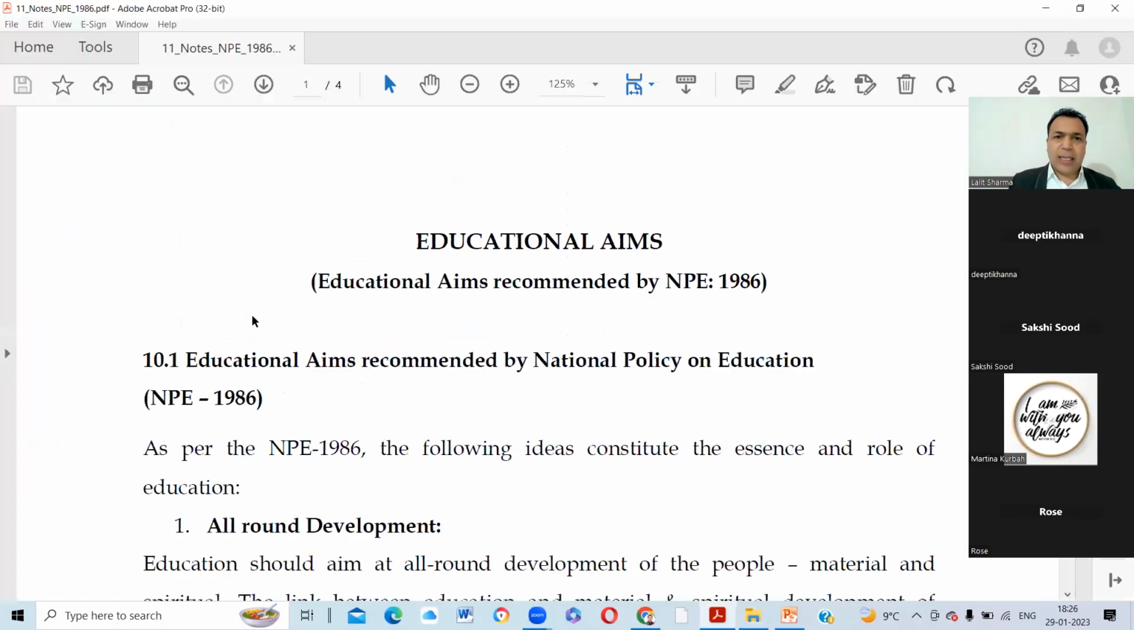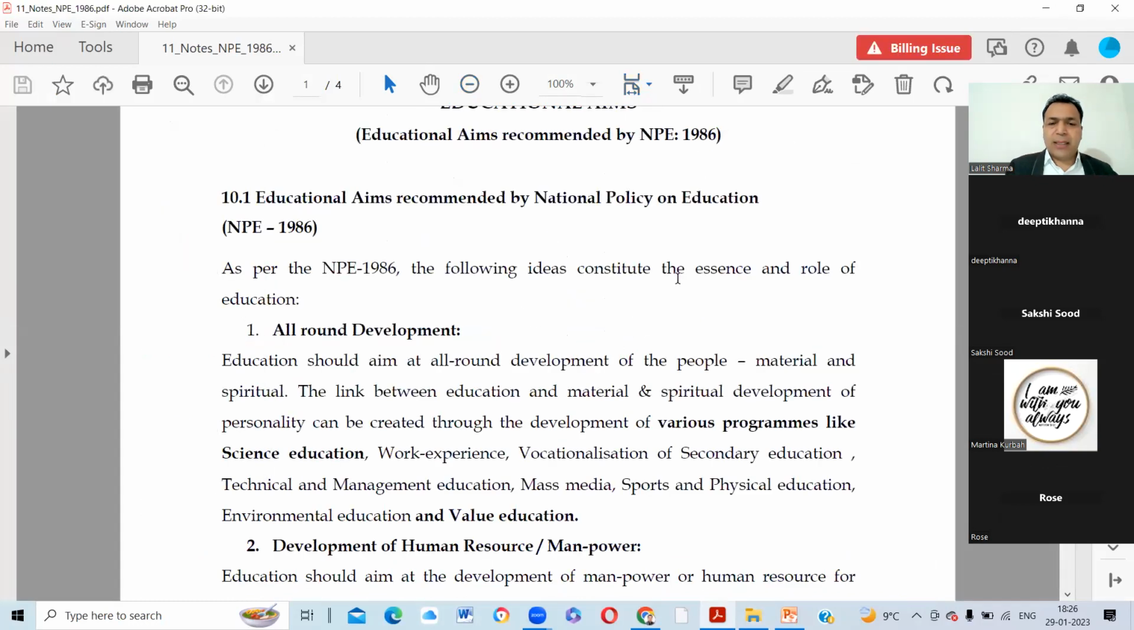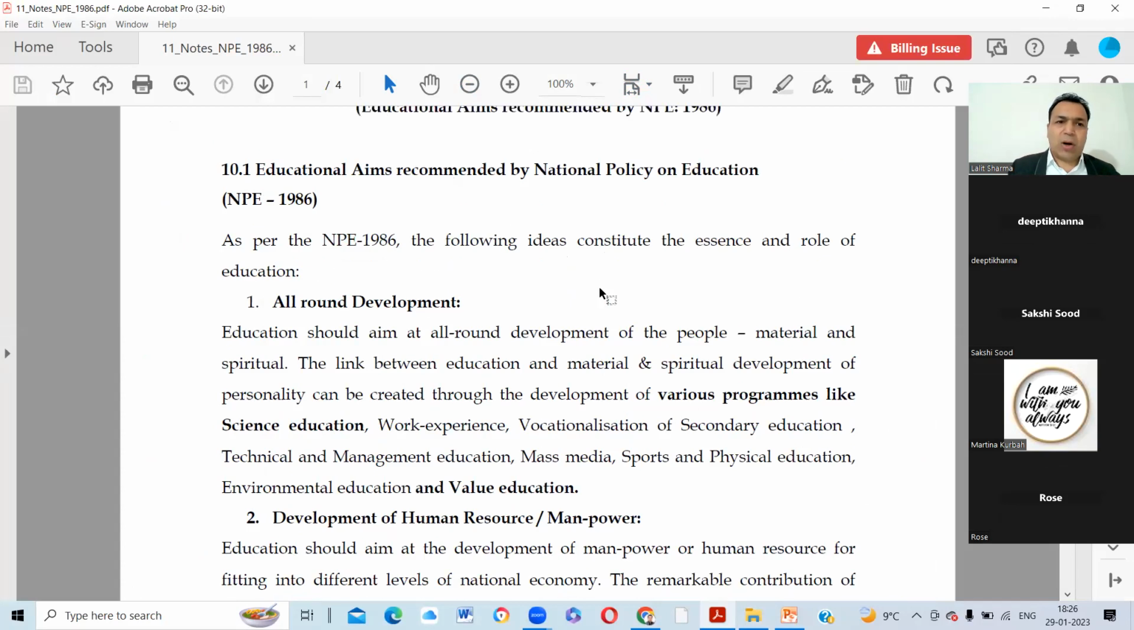Okay, NPE. So basically, what was the purpose of NPE? As per the NPE 1986, the following ideas constitute the essence and role of education. Okay, National Policy of Education in 1986. You know that now National Policy of Education 2020 has been implemented. Right. So what were the recommendations of the National Policy of Education 1986? So basically this question comes: write the recommendations of the National Policy of Education 1986. Okay, so under this you have to point out all the important points.